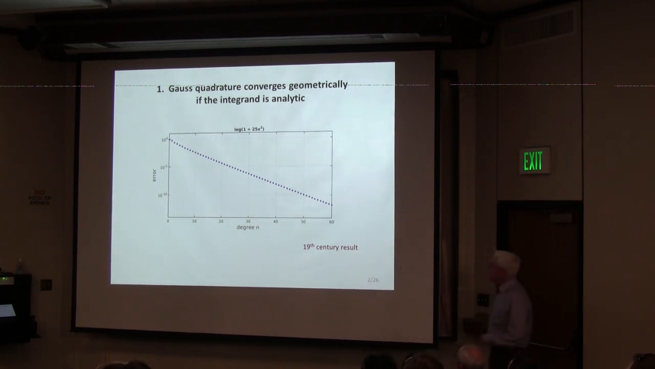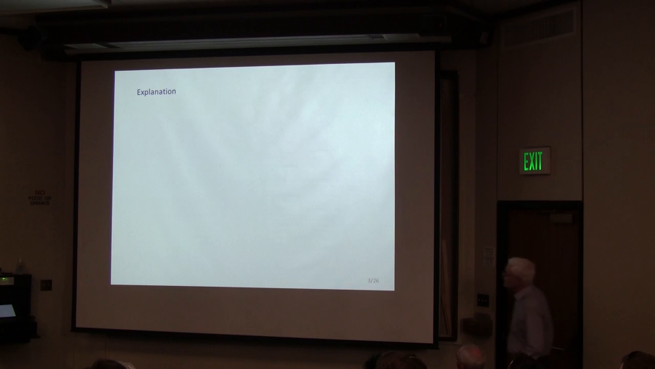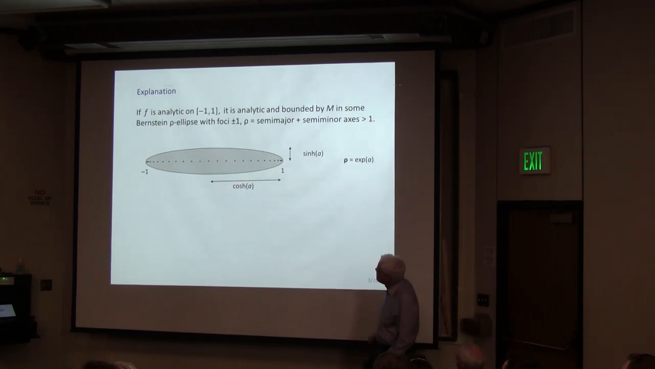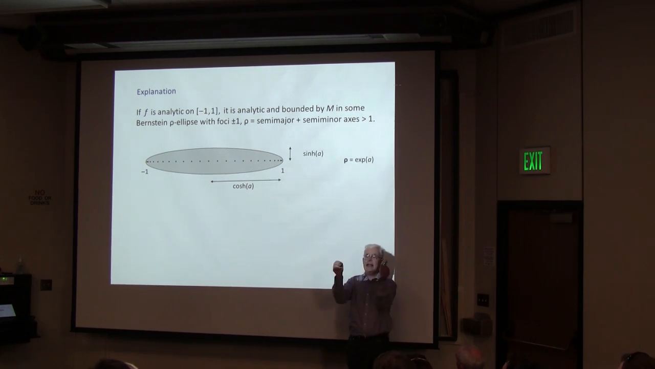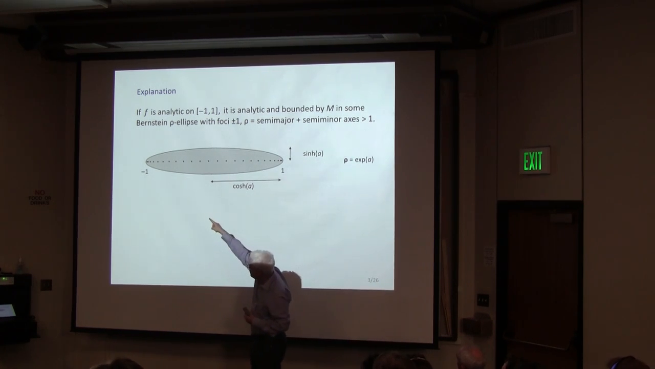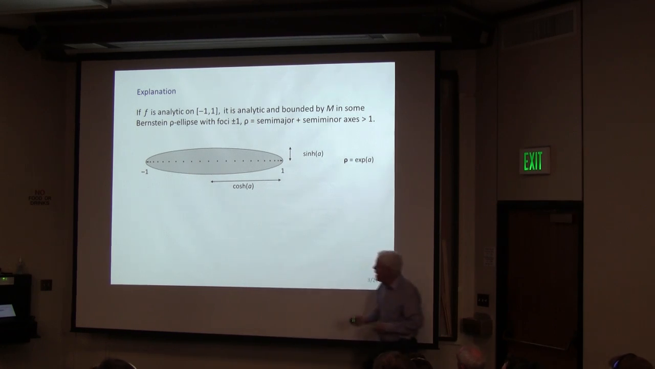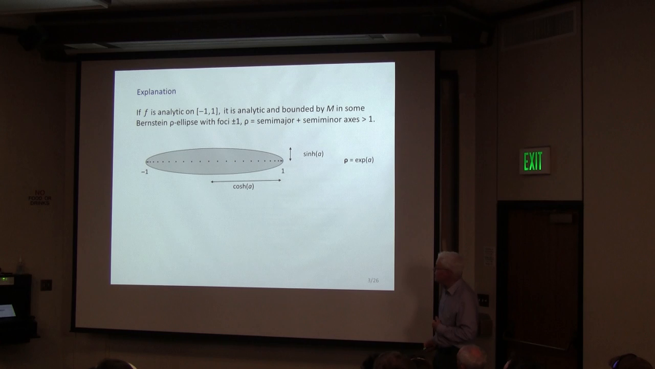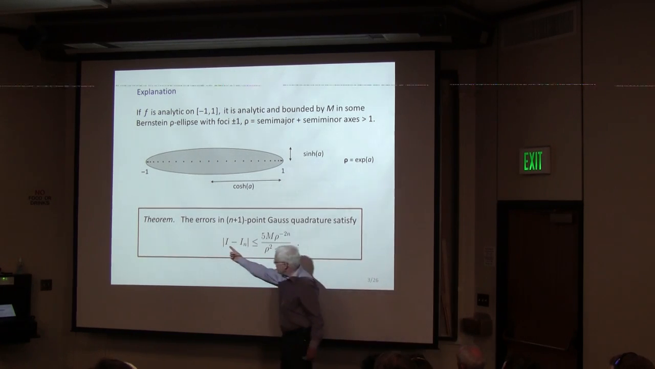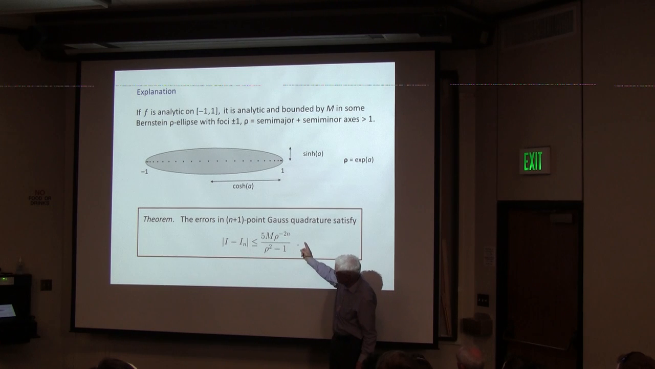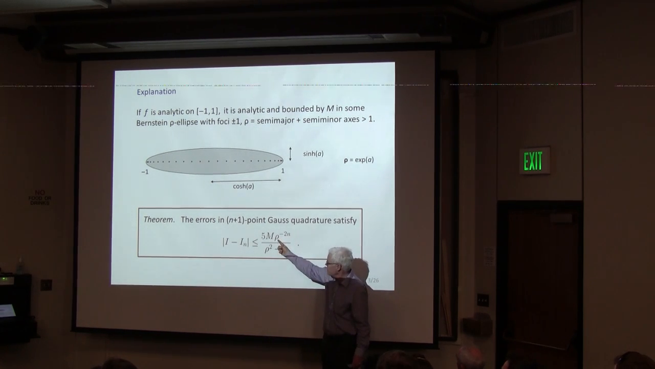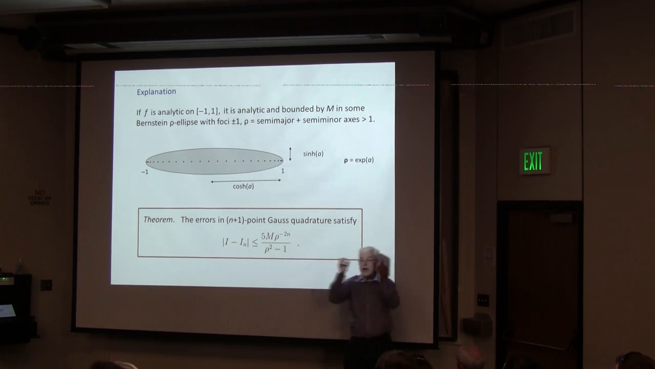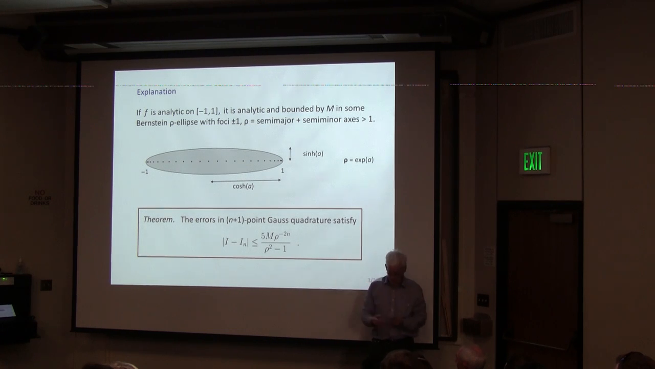Let me spend 1 minute running through a proof. So one way you can explain the result is to note that if you have an analytic function on the interval, then it has to be analytic in a neighborhood of the interval, and in particular, it has to be analytic in some ellipse with foci at minus 1 and 1, and those ellipses turn out to determine everything in this business. The theorem is that the error in Gauss quadrature decreases geometrically, and the geometric factor is the parameter that tells you how big the ellipse is, rho. So the bigger the ellipse of analyticity, the faster the convergence.